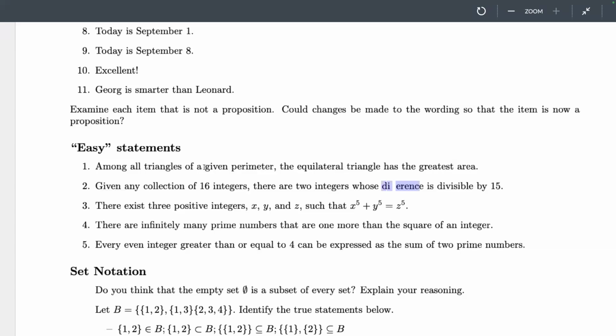Okay. Any ideas? Any ones that we think are clearly true or false? Yeah, I think two is clearly false. Two is clearly false. Okay.